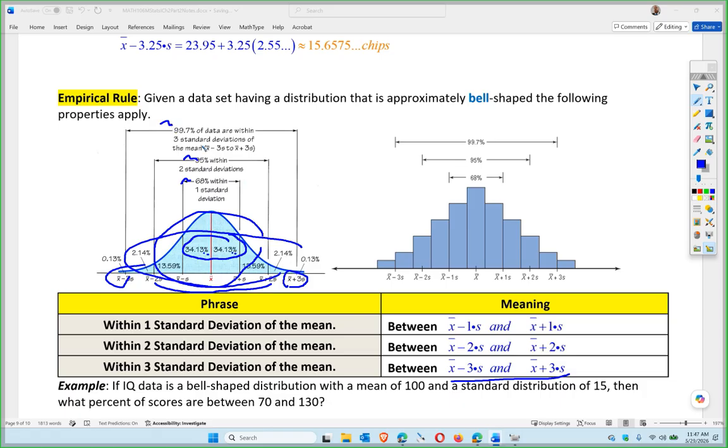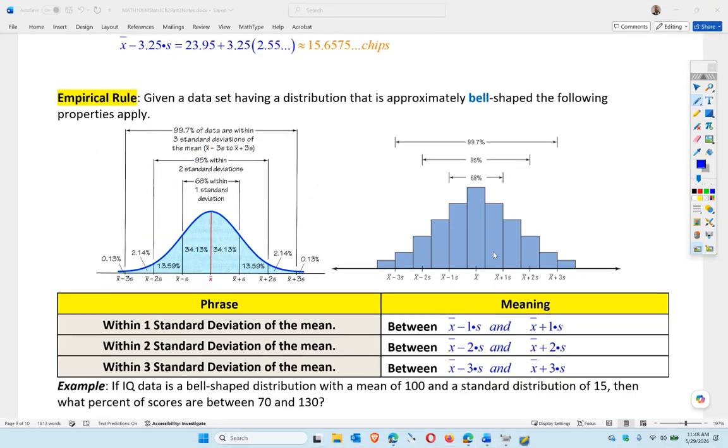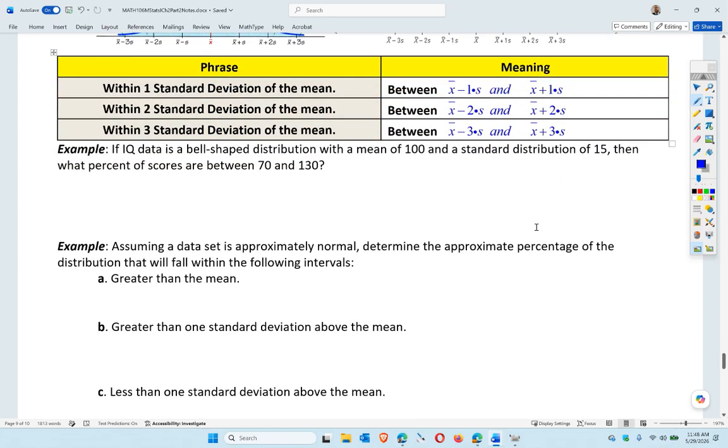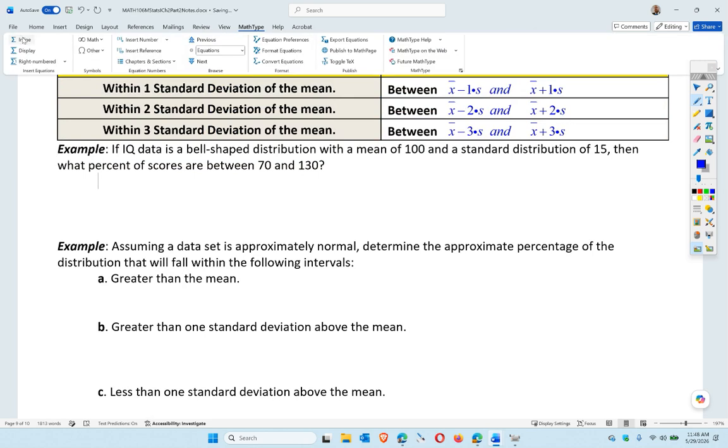Again, it's approximate. When you do the calculus calculation, it doesn't quite work out that nicely, but it's close enough. So whether you do different types of graphs, it still looks the same. If we do a histogram, same idea basically. Okay, so let's say we have IQ data with a bell-shaped distribution. So we know it's normally distributed.